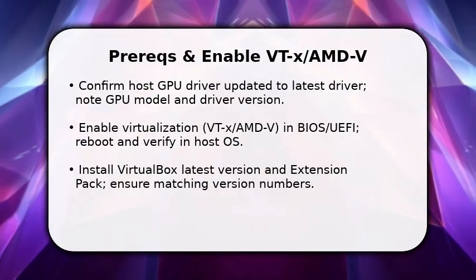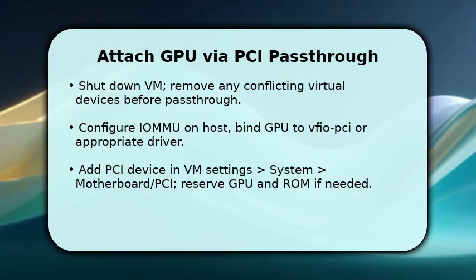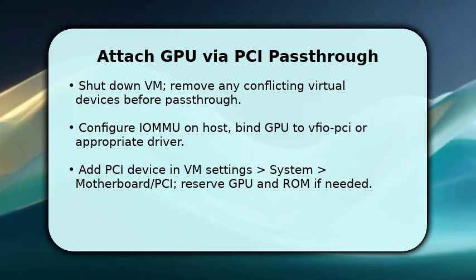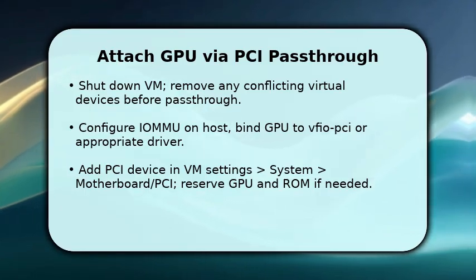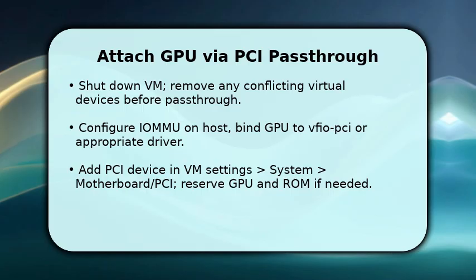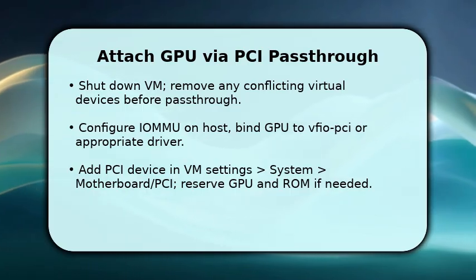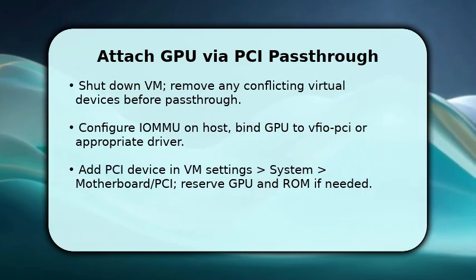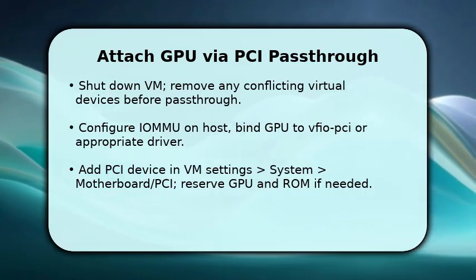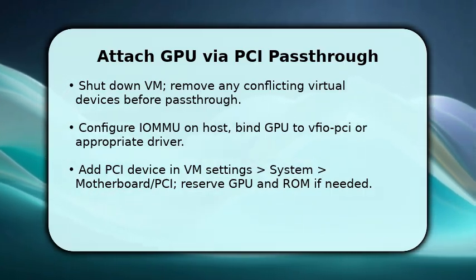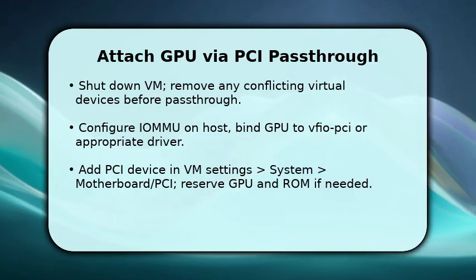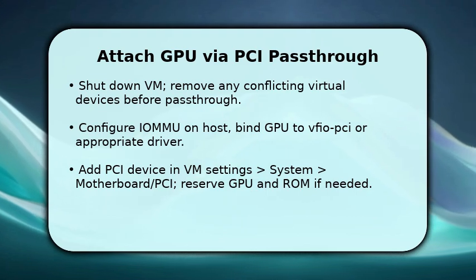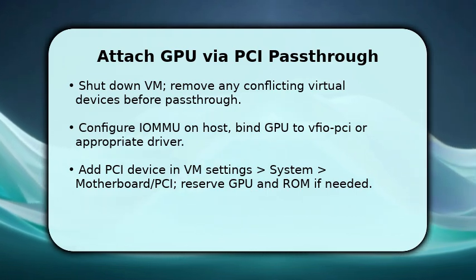Next, you perform the actual pass-through. First, power off the VM and clear hot plug devices to avoid conflicts. Then enable IOMMU on the host kernel and bind the GPU to vfio-pci or the host's pass-through driver. This isolates the card from the host. In VirtualBox, open the VM settings and add the GPU as a PCI device, including its ROM if required by the guest. Make sure to keep the VM hardware type and chipset compatible so the guest detects the GPU correctly.